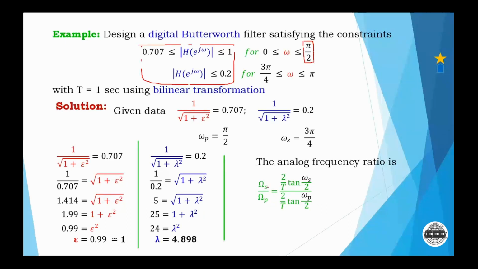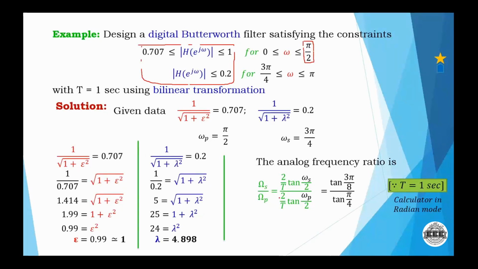So according to this formula, we are identifying the value of the analog stop band frequency and pass band frequency. Similarly, I am substituting the time period T equal to 1 second in this formula. So I am getting tan of omega s divided by 2, where the omega s value is 3 pi by 4. So 4 into 2, we are getting 8. Similarly, tan omega p, what is the value of omega p? Pi by 2. So pi by 2, 2 into 2 is 4. This 2 will be cancelled.